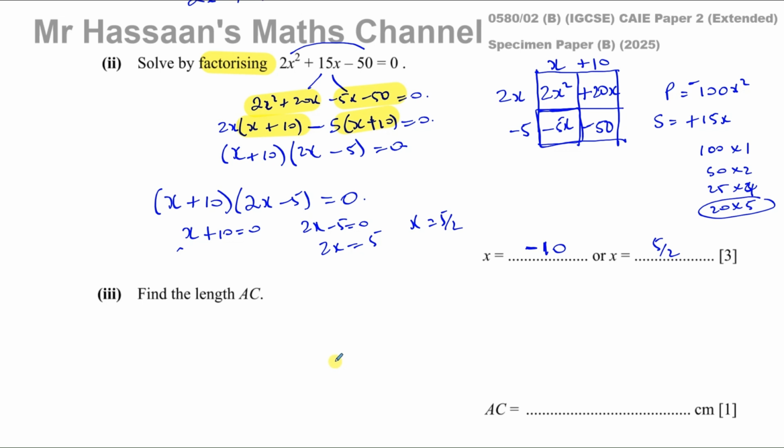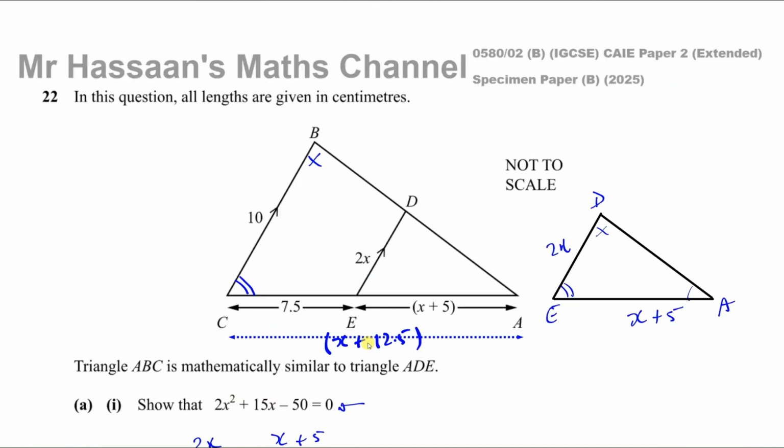It says find the length of AC. Now if we look up here, we notice we have this length 2x. If x is negative 10, then this would be a negative length, and so would this part be negative length as well. So x cannot be equal to negative 10. Otherwise it wouldn't make sense. You cannot have negative lengths.